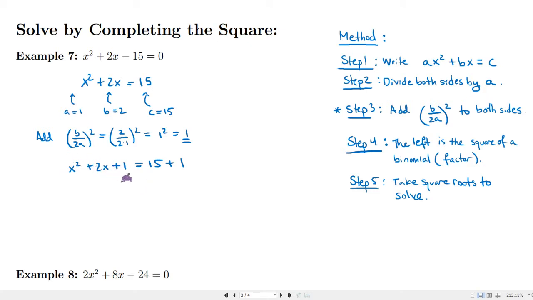And now this left-hand side is the square of x plus 1. This should factor, and it does: x plus 1, x plus 1. So this is what we were talking about. The left-hand side is a square of a binomial. So that's the goal of the next step, just to factor it. But it's going to be very quick. And then this side is 16. And now we can finish the solution by taking the square root of both sides.